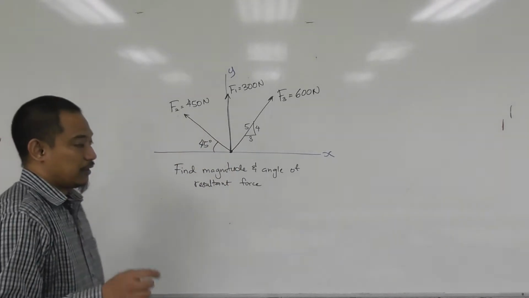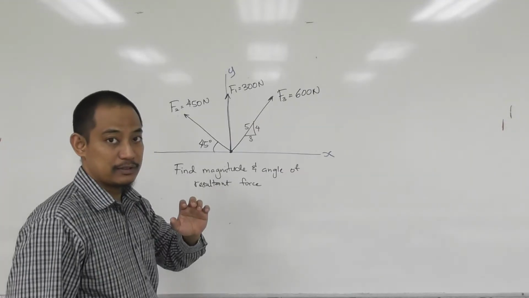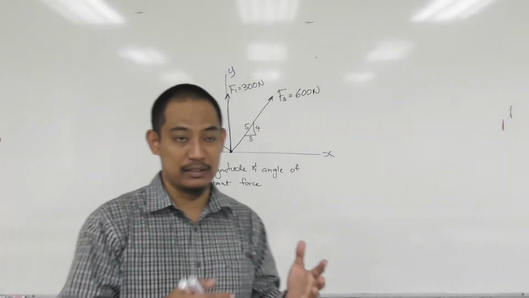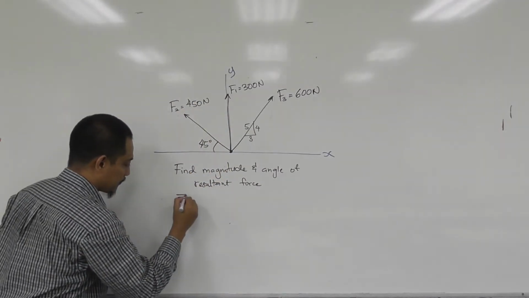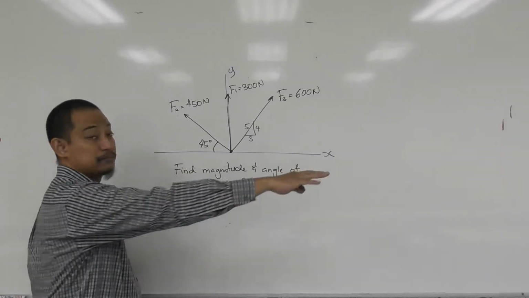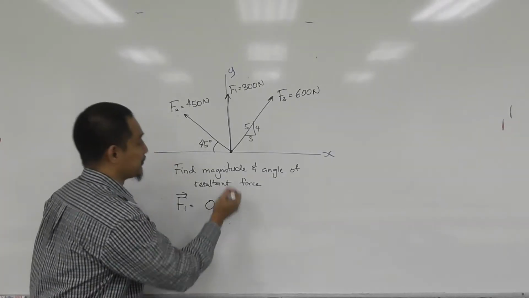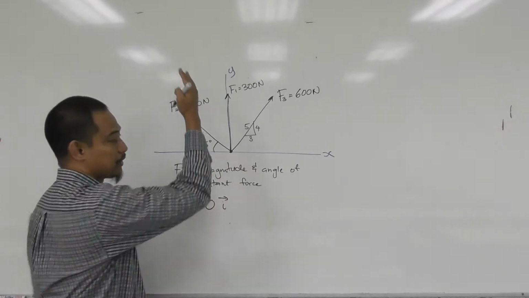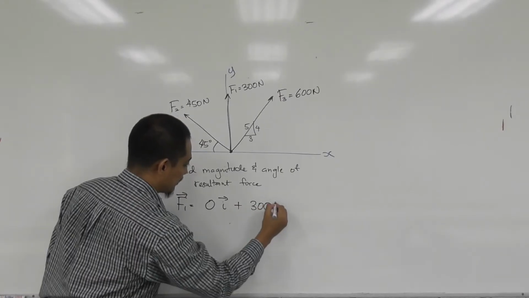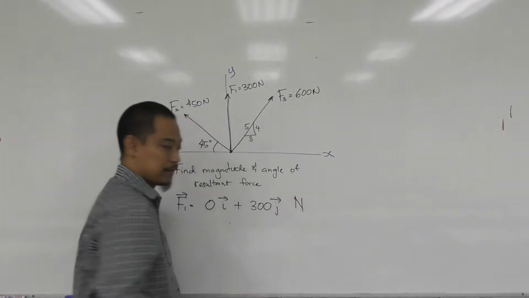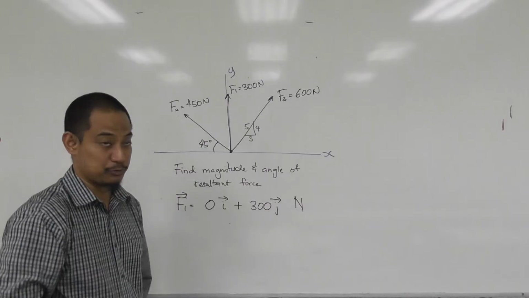So what to do? Let us first express every force here in Cartesian vector form, meaning in terms of i, j, k. So F1 here: what is the x component? You should get this in one second. It should be 0 i, because it doesn't have any x component. It's straight up. What is the y component? That's plus 300 j Newton. Again, this is a vector, this is a vector, this is a vector. That's why they have arrows.